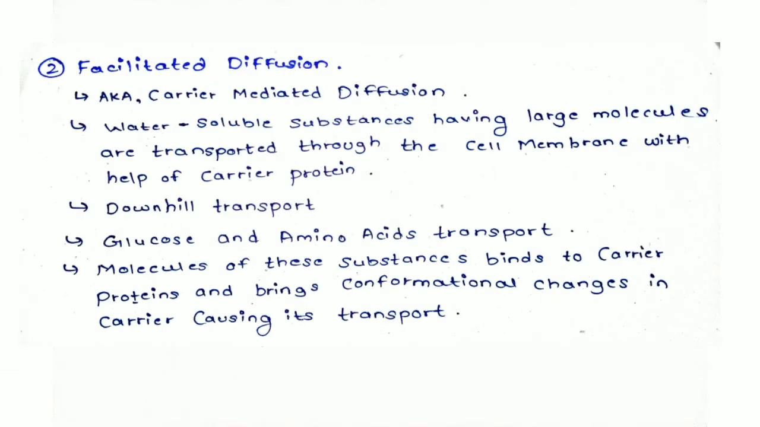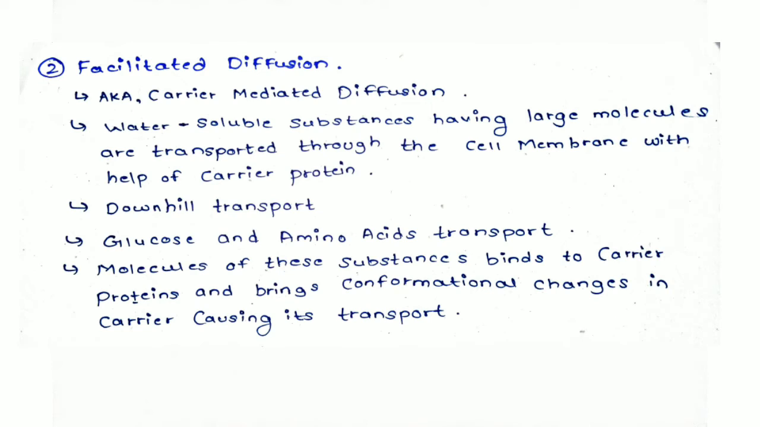The second type of diffusion is facilitated diffusion. It is also known as carrier mediated diffusion. Water-soluble substances having larger molecules are transported through the cell membrane with the help of carrier protein. Like simple diffusion, facilitated diffusion is also a downhill transport, that is from high to low, and does not need energy. Example of facilitated diffusion: glucose and amino acid transport.